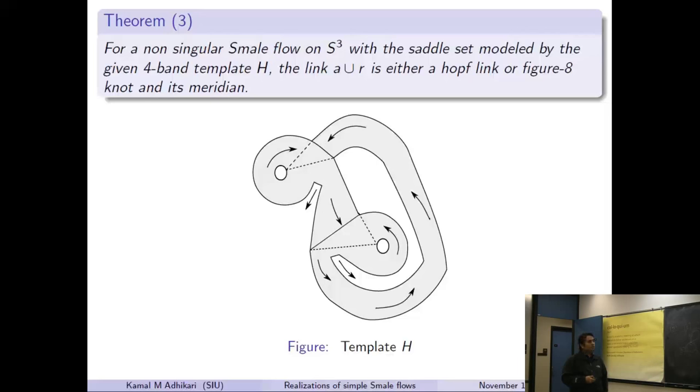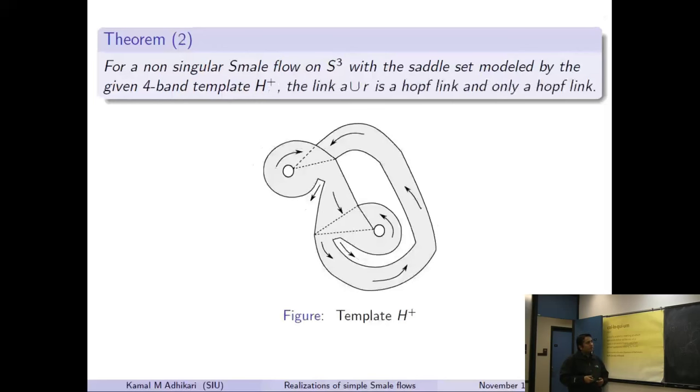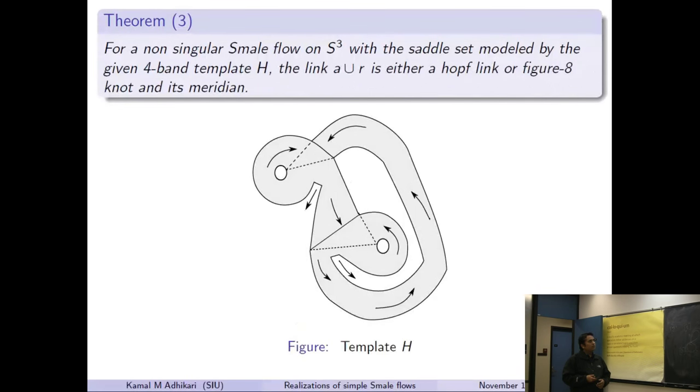The difference between this template and the previous template is that in this template, this band is from the front and this band is at the back. We are switching the crossing. In the previous template, this band goes from behind this band. So if we simply switch the crossing of the template, we get a different result. Using this template, we get only a Hopf link, but using this template, we get a Hopf link or a figure 8 knot and its meridian.